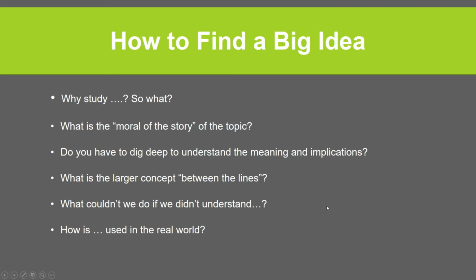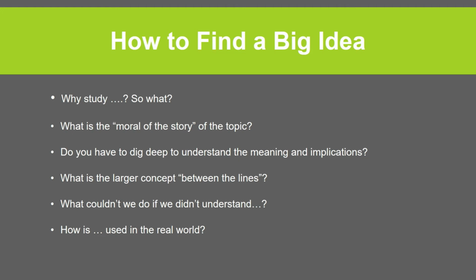How do you find the big idea? Some questions you might ask yourself as you're in the planning mode is, why study this? So what? Why is this important? You might think about what is the moral of the story of this topic. So what's the message behind what you're trying to teach? Do you have to dig deep to understand the meaning and the implications of this knowledge? What is the larger concept? Kind of reading between the lines. What is it that you're trying to help the students see that may not be there upon first glance?